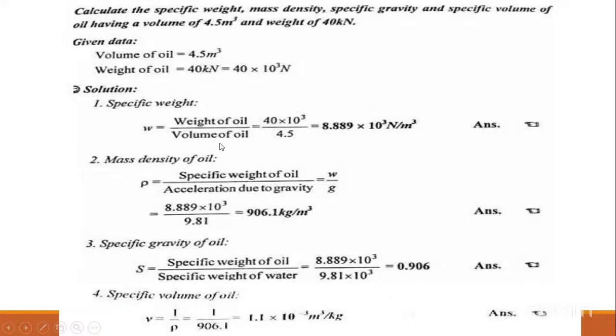Then the final one we are asked to calculate is the specific volume. Specific volume is the reciprocal of density. So the density in number 2 is 906.1. So if you find the reciprocal of that, that gives us 1.1 times 10 raised to minus 3.